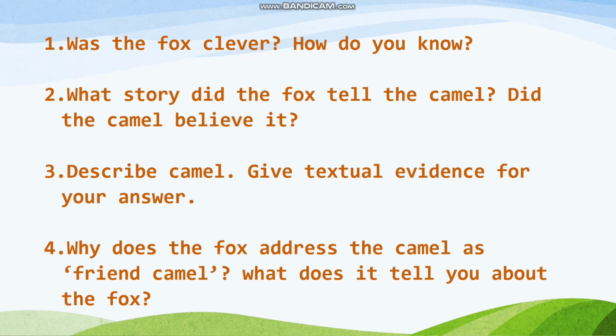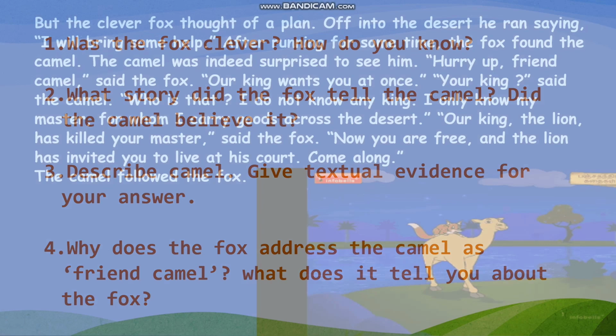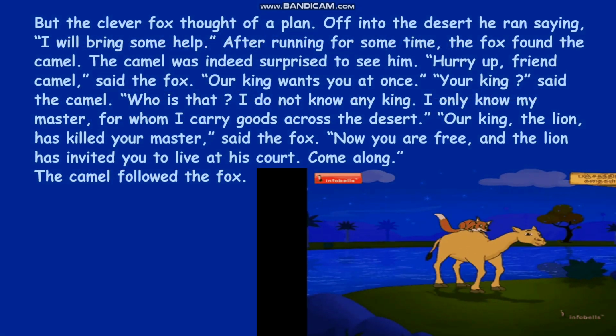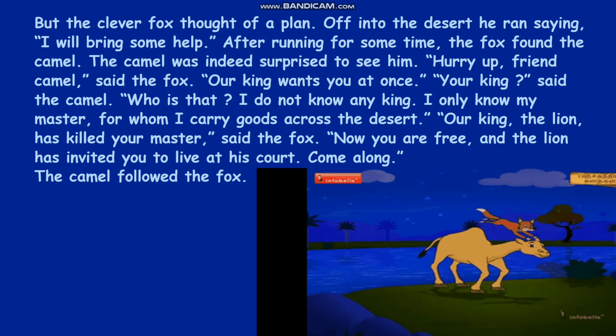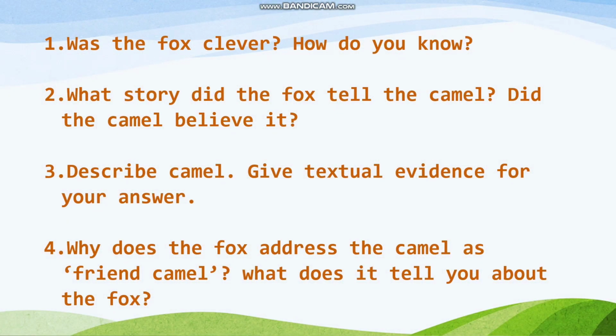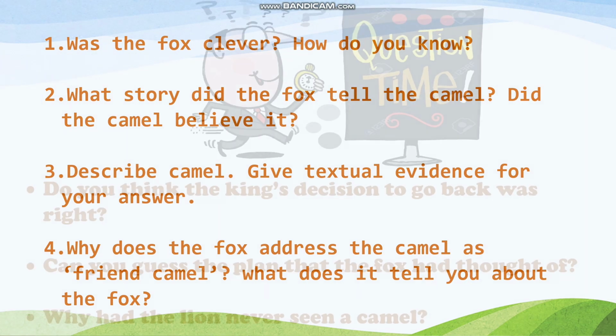Why does the fox address the camel as friend camel? What does it tell you about the fox? As we read here, the fox दिन से अभी आप किसी को नए इंसान को मिलते हो तो आप उनको फ्रेंड तो नहीं बोलते ना, बट द फॉक्स वो कैमल को फ्रेंड कैमल बोला. तो आपको क्या लगता है उसने कैमल को फ्रेंड कैमल क्यों बोला था? What does it tell you about the fox? Okay, pause the video, write the answers.